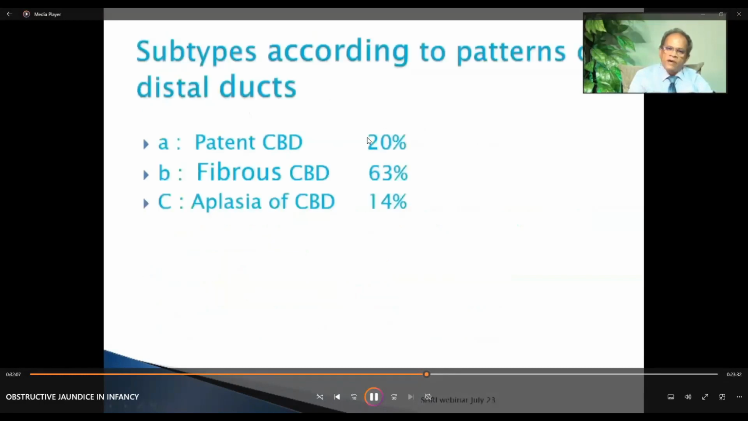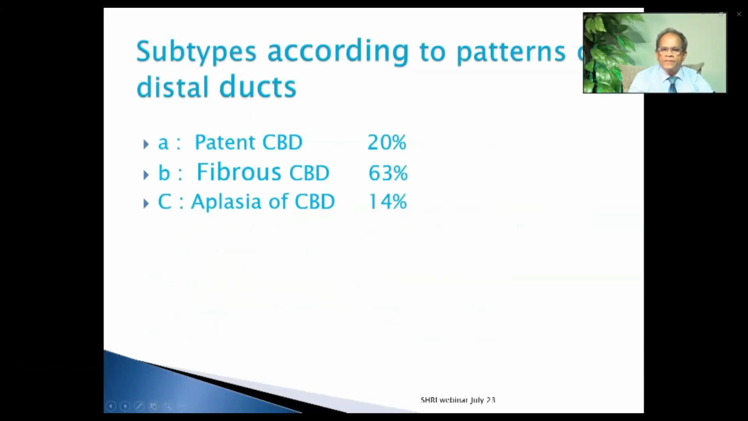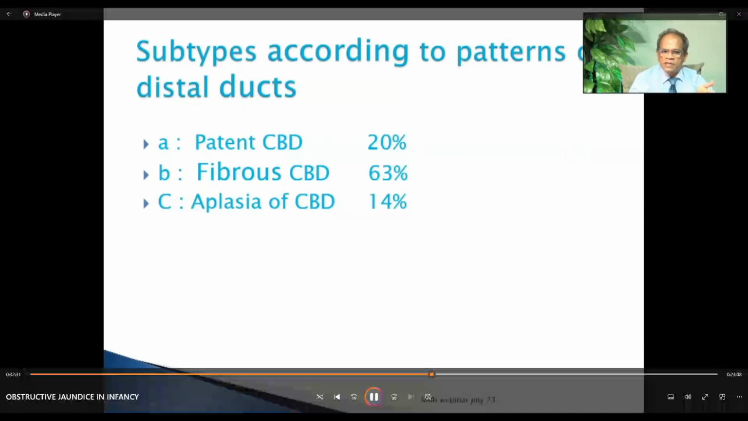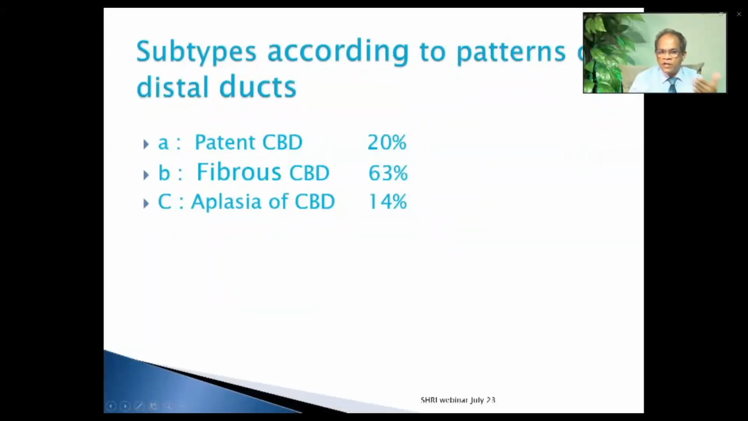And also, you can divide them according to subtypes A, B, C by the pattern of the intrahepatic ducts. So you can have a patent common bile duct in about 20%, one fifth of patients, with a patent common bile duct and gallbladder, while those patients have atretic common hepatic ducts and hepatic ducts.